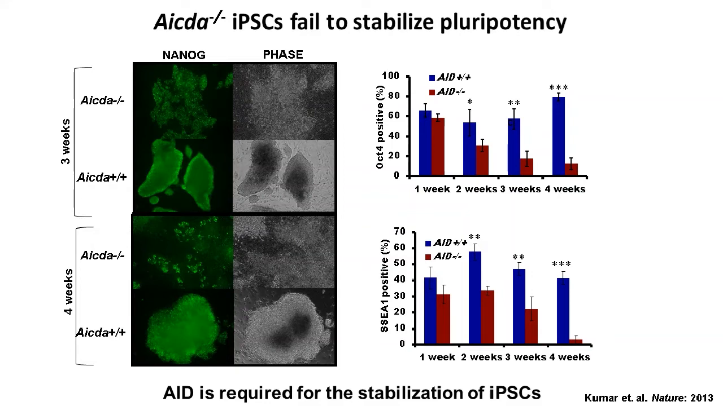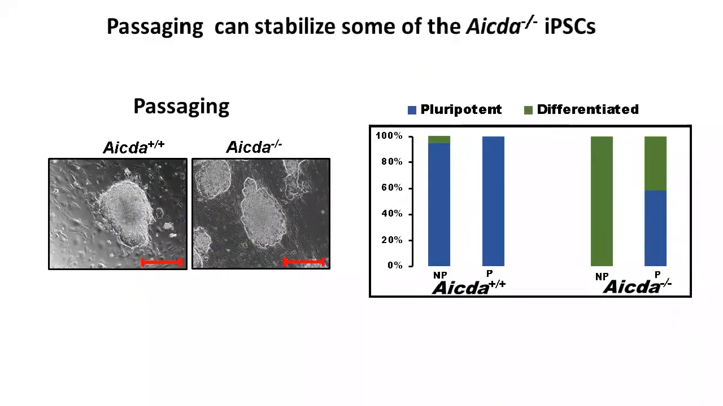We saw that during the early stages of reprogramming, for example, 1 week, AID knockout cells have a similar percentage of OCT4 and SSEA1 positive cells. But as the reprogramming proceeds, the AID knockout cells lose the expression of these 2 markers. So AID is required for the stabilization of induced pluripotent stem cells.